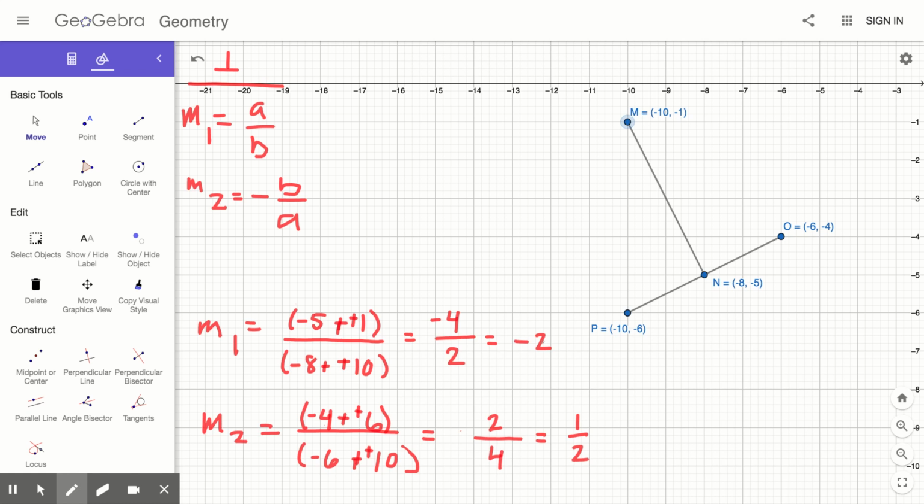So again, to find out if two lines are parallel, you will find their slopes and show that their slopes are equal, congruent. To find out if two lines are perpendicular, we will find their slopes and show their slopes to be negative reciprocals of one another.